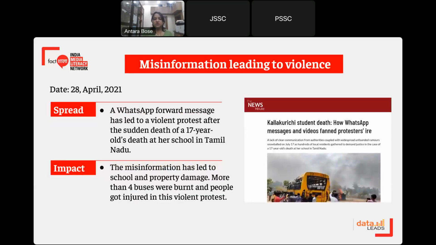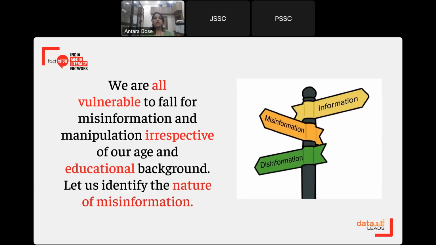This has also happened where a WhatsApp forward message led to a violent protest after the sudden death of a 17-year-old at a school in Tamil Nadu. The misinformation led to school and property damage. More than 4 buses were burned and people got injured in this violent protest. So we are all vulnerable to fall for misinformation and manipulation, irrespective of our age and educational background.